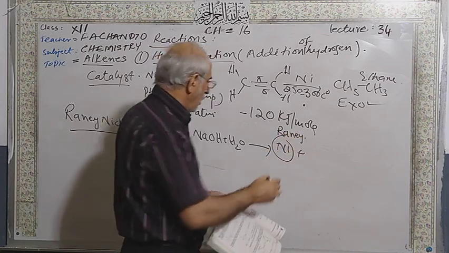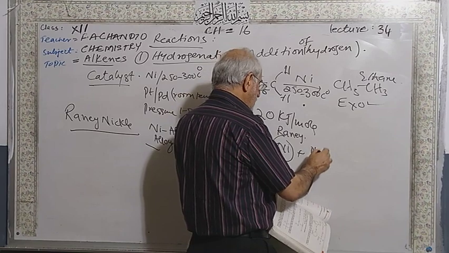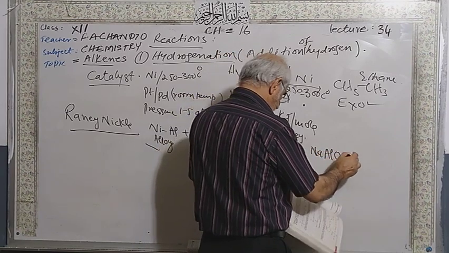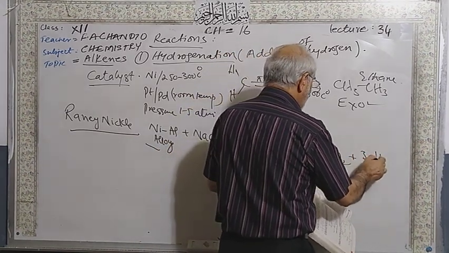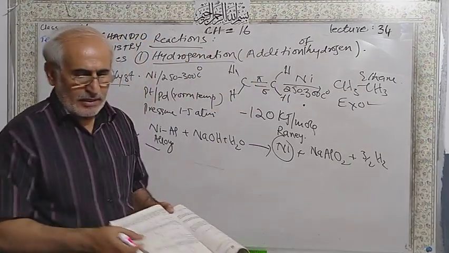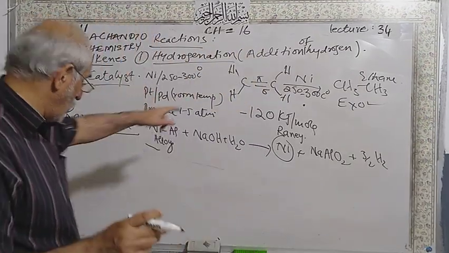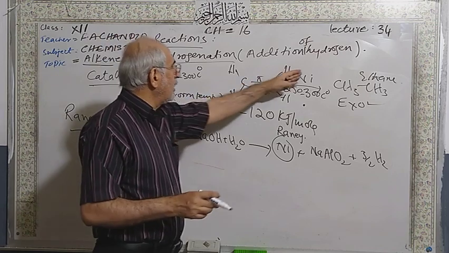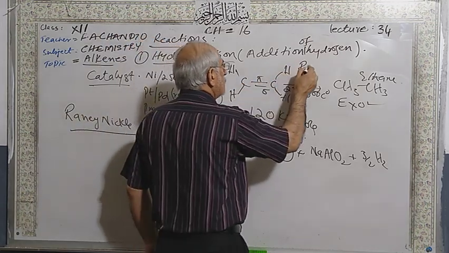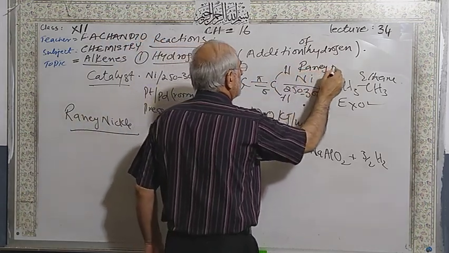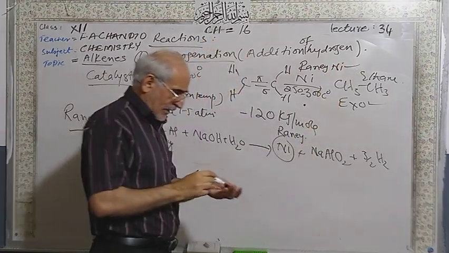Plus sodium aluminate, which does not concern us, and plus 3 over 2 hydrogen gas. This is the Raney nickel we use in this process. The Raney nickel catalyst is used here.